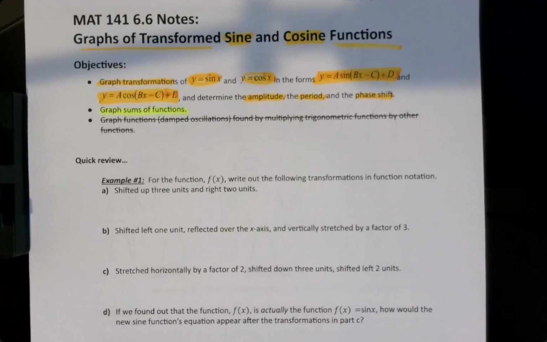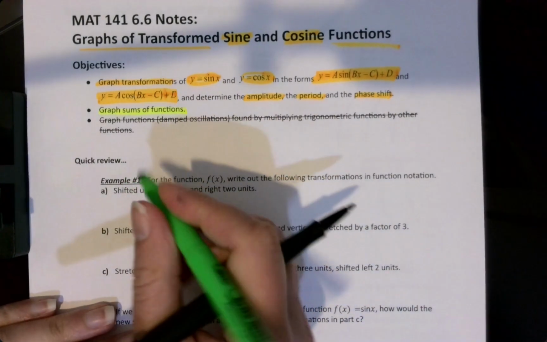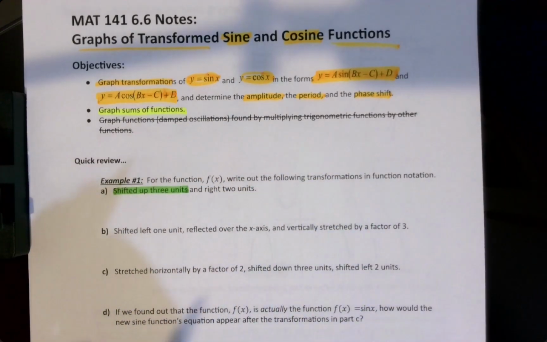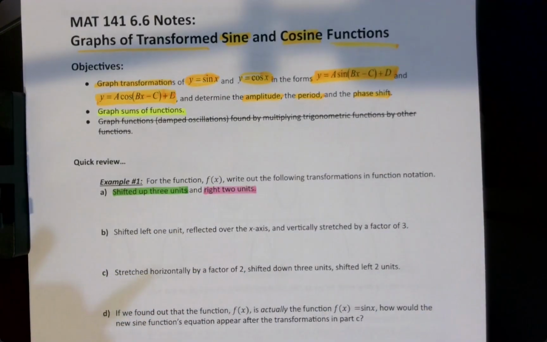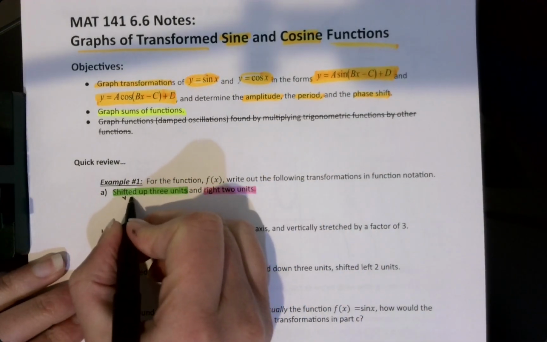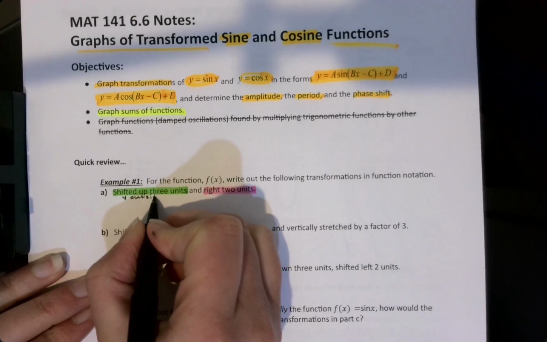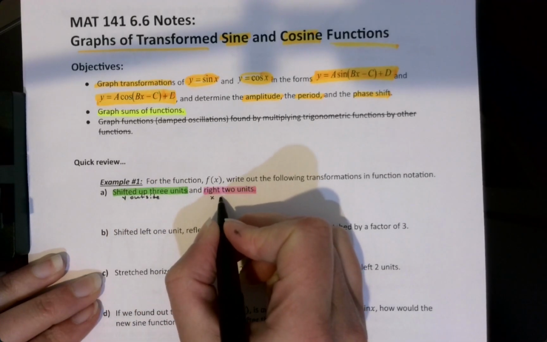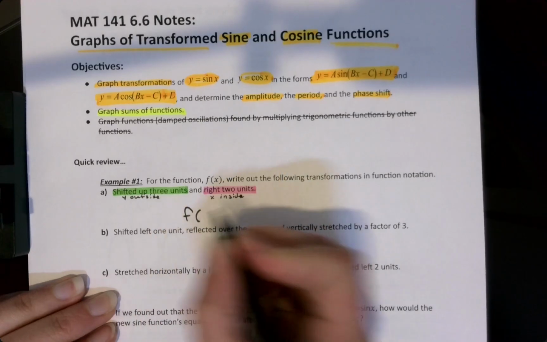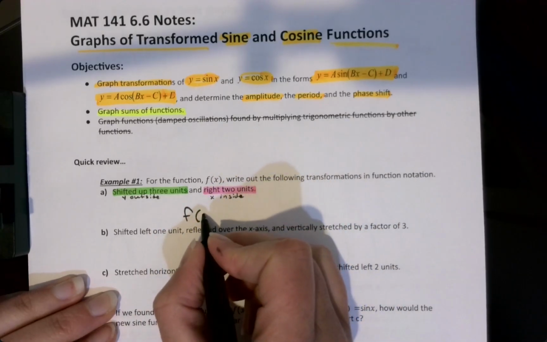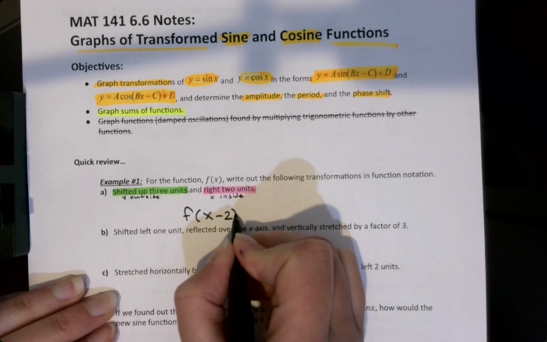Quick review here on transformations of graphs in general. For the function f of x, we're going to write out the transformations in function notation. So first here, this function needs to be shifted up 3 units and shifted to the right 2 units. I know that a shift up is going to affect y, and therefore it's going to happen outside of the function. And a shift to the right is going to affect x, and so that's going to happen inside the function. So I'm going to have f of, a right 2 shift inside the function is going to be an x minus 2 shift.